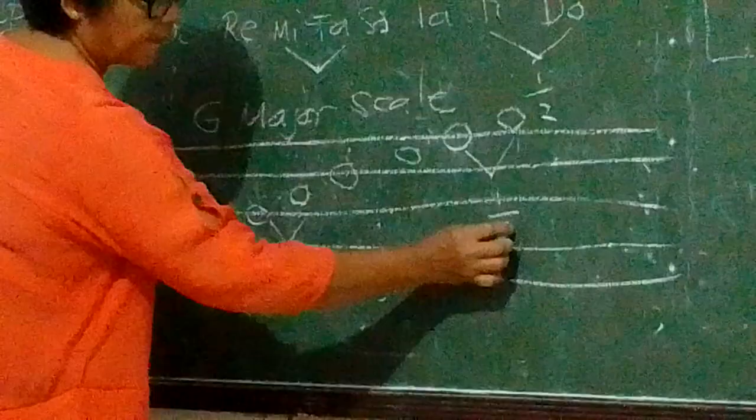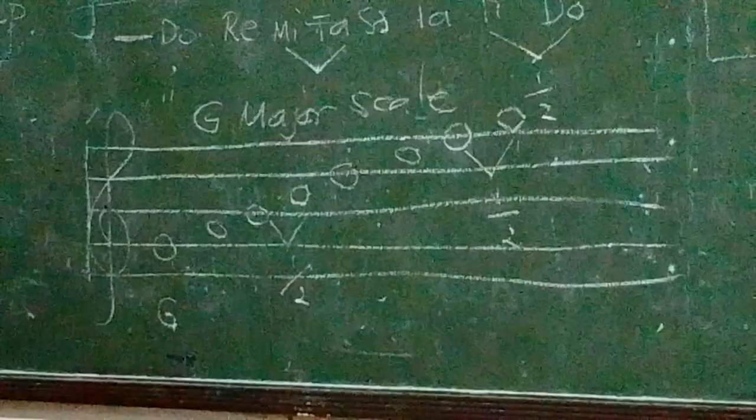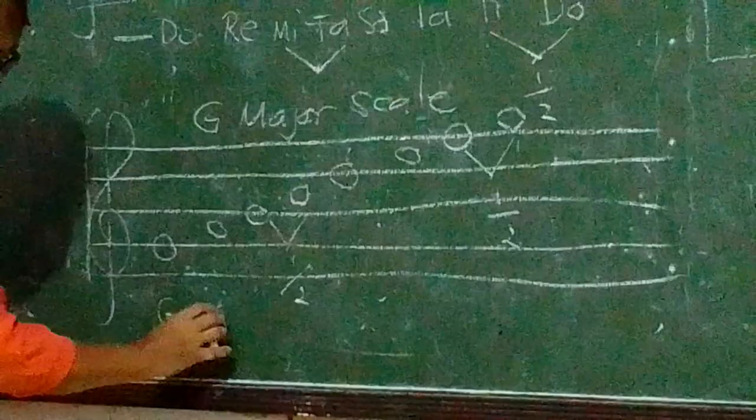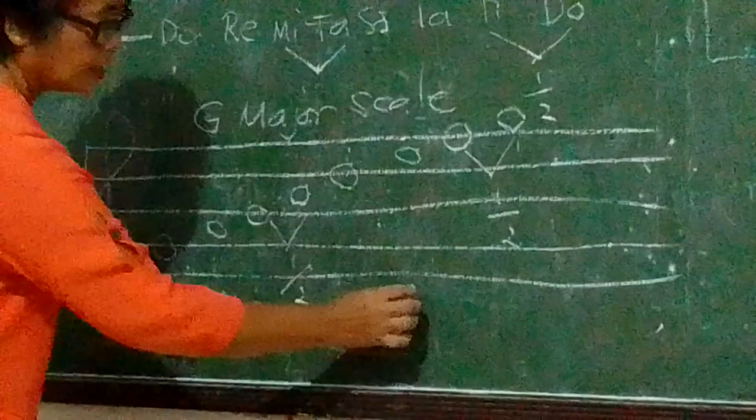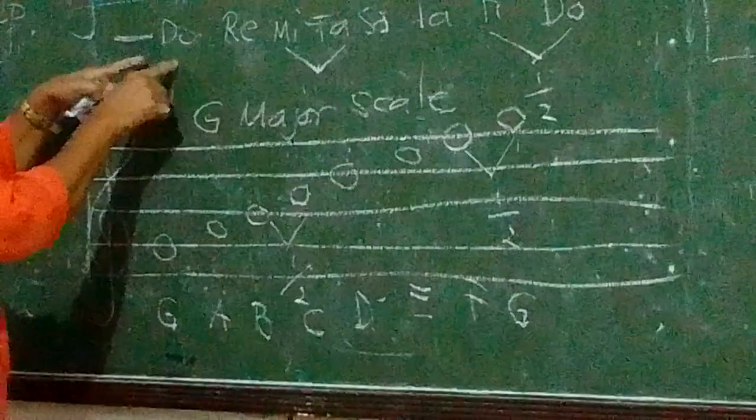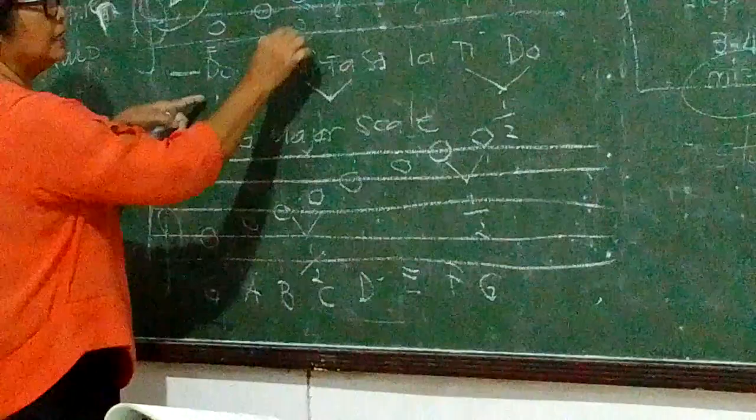So, G. G is do. G, A, B, C, D, E, F, G. F, G, this one, A, B, C.